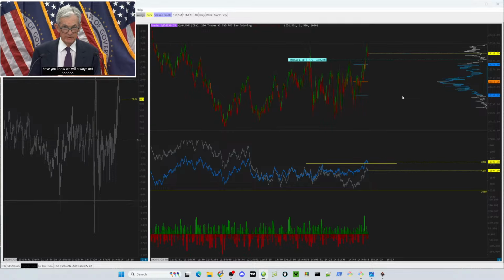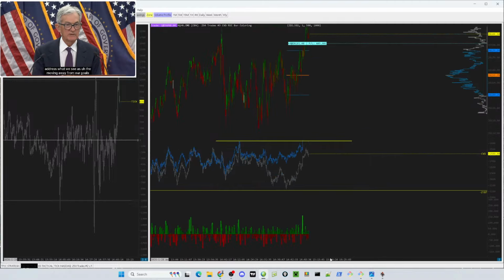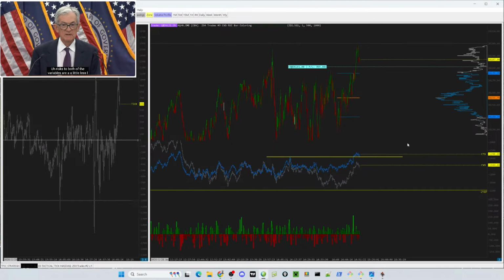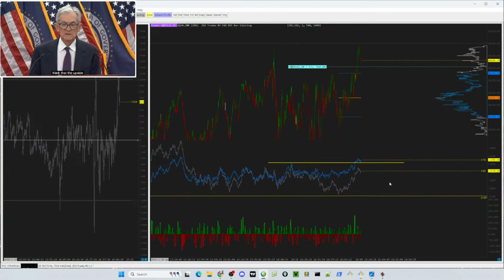Risks to both of the variables are a little less. I think the upside risk to inflation is a little bit less, and the downside risk to employment a little less. I'm not making a judgment about whether one of them is more at risk than the other, just that the risks to both of them have diminished.